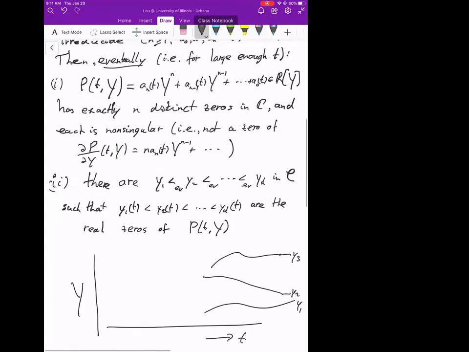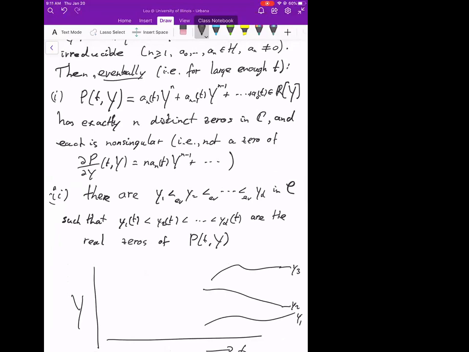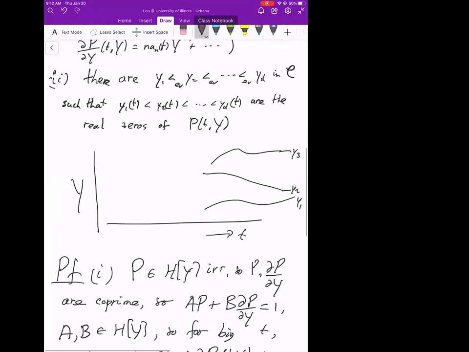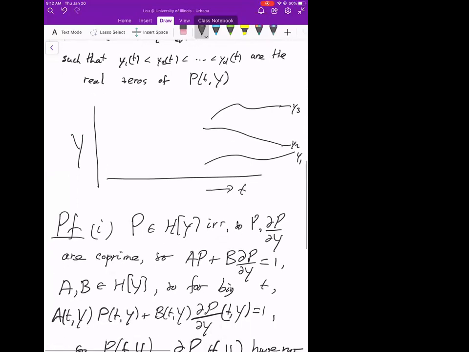Part 1 was saying, for sufficiently large t, of course, this is exactly degree n because a_n(t) will not be 0. And all the zeros have to be non-singular as we just saw. And so there have to be exactly n. And now I say that the number of real zeros are continuous functions of t, and they are separated in this way, y_1(t) less than y_2(t), etc.